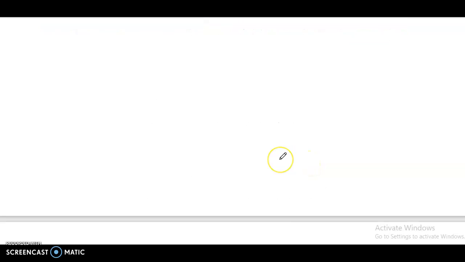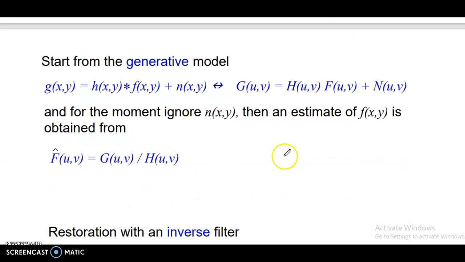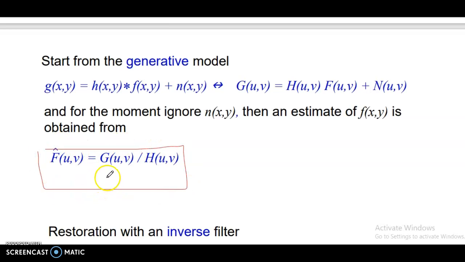The inverse filter. Start from the generative model: g of x,y equals h of x,y convolution f of x,y plus n of x,y, which implies g of u,v equals h of u,v f of u,v plus n of u,v. For the moment ignore n of x,y, then an estimate of f is obtained from f cap of u,v equal to g of u,v divided by h of u,v.